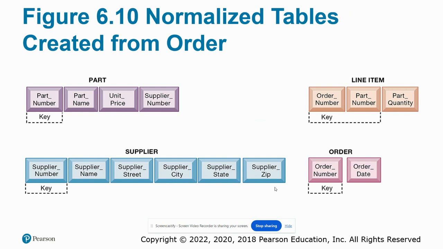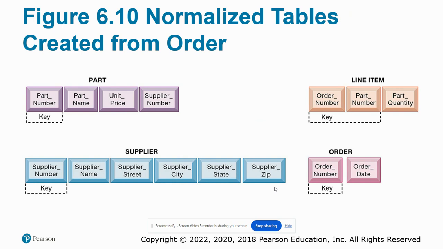After normalization, the original relation order has been broken down into 4 smaller relations. The relation order is left with only 2 attributes, and the relation line item has a combined or concatenated key consisting of order number and part number.